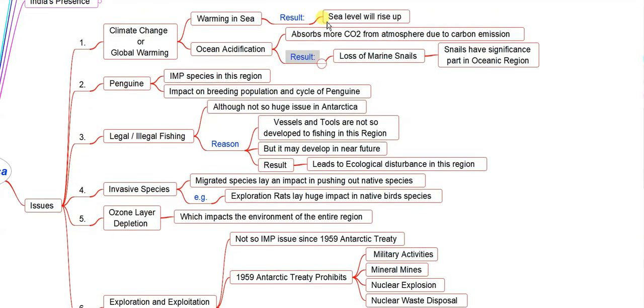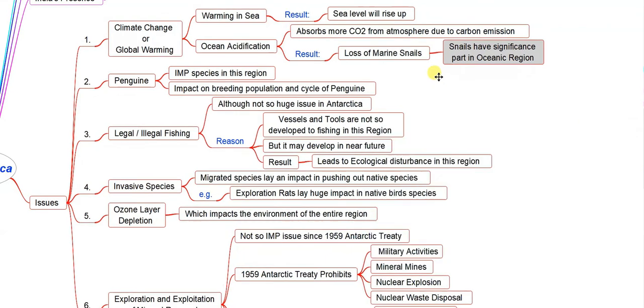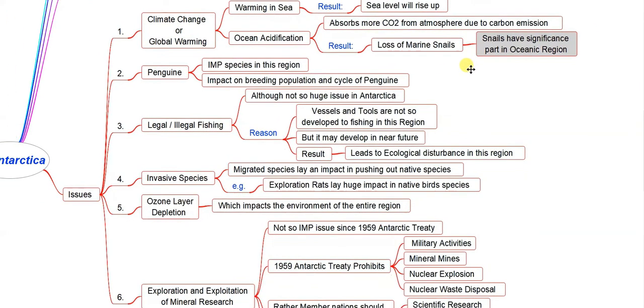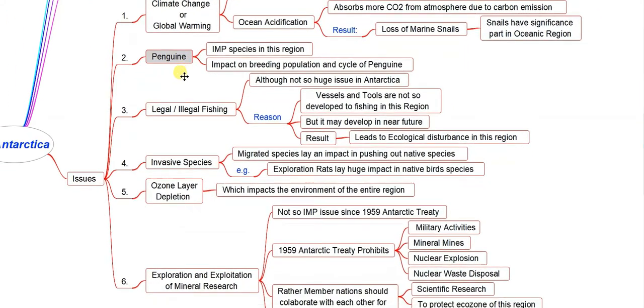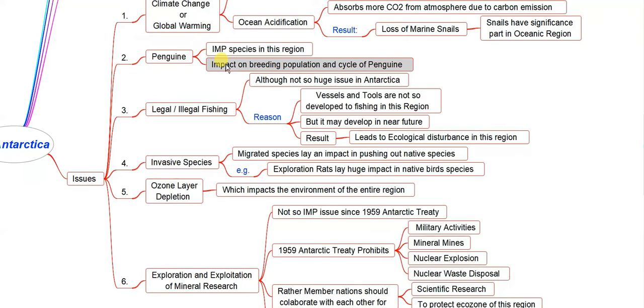Now because of this, there can be a loss of marine snails. And do note this part, that snails have a significant part in the oceanic region. Then there comes the issue of the penguin, which is the most important species in this region, and the impact on the breeding population and cycle of the penguin can rise.